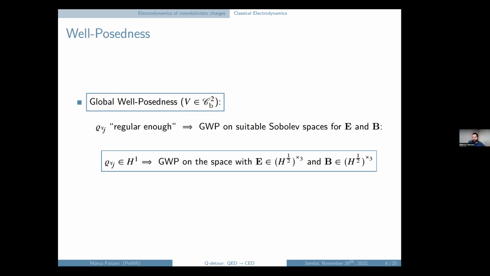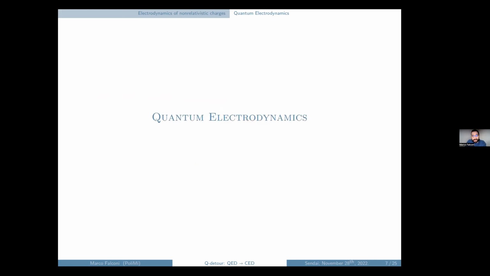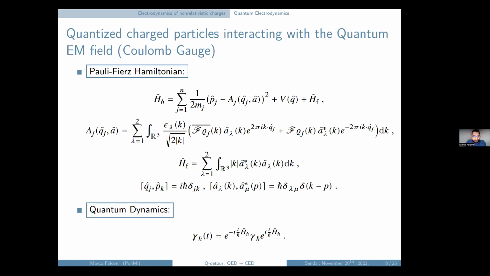And I will come back to this soon, but for the moment, let me stop with this classical electrodynamics and describe a little bit the quantum counterpart of this system. So, quantum electrodynamics of non-relativistic charges. Okay, in this case, everything is quantized. So the particles are quantized and the electromagnetic field is quantized. And so we have an interaction between the quantum charges and the quantum field.